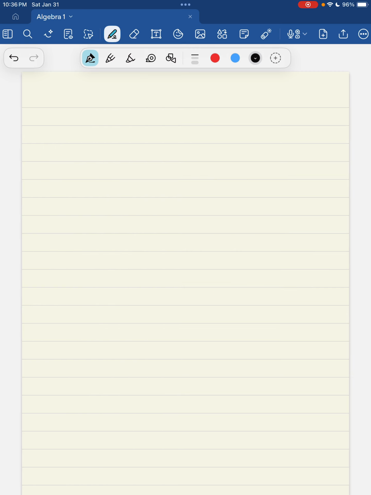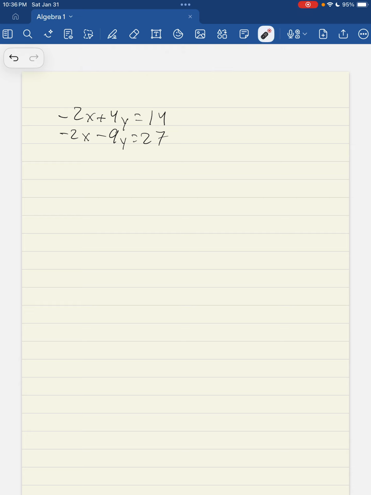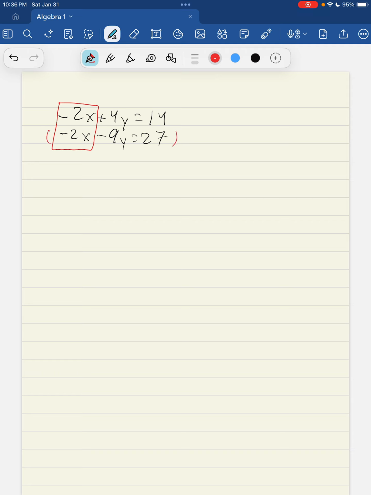And this guy here will go negative 2x plus 4y equals 14. And negative 2x minus 9y equals 27. Which terms match, the x's or the y's? Well, it's going to be the x's. We have negative 2x and negative 2x. I'm going to put a box around those guys. Trying to eliminate those two. They have the same signs. They're both negatives. So we are going to subtract. Same sign, subtract. How about that?